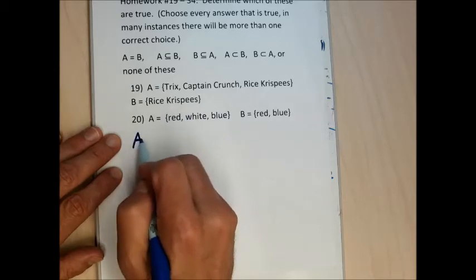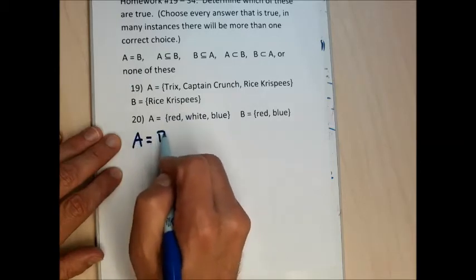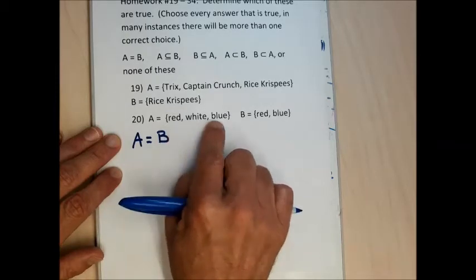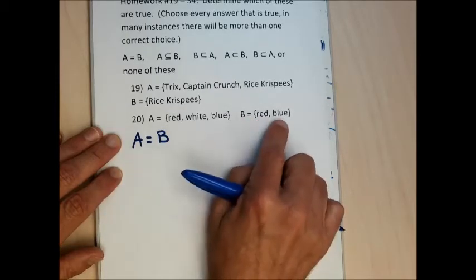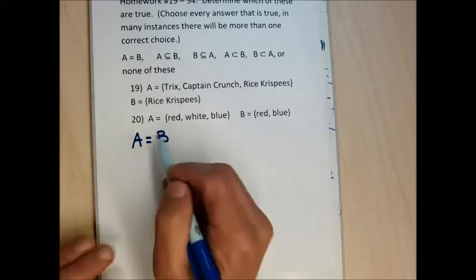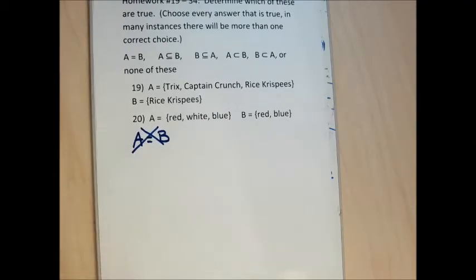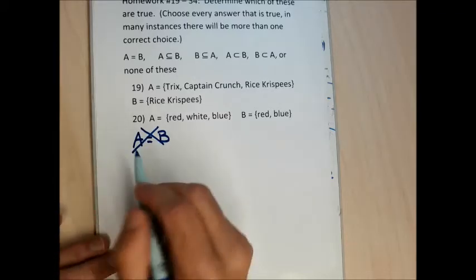First rule, I'm going to ask myself, is A equal to B? Well, A has the colors red, white, and blue. B has the colors red and blue. This one's going to be a no. They're not equal, because to be equal, they have to have exactly the same elements, so that's not good.